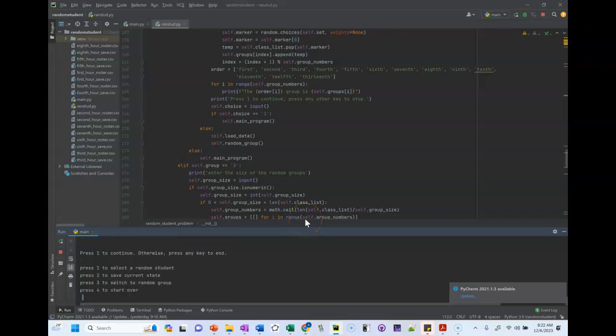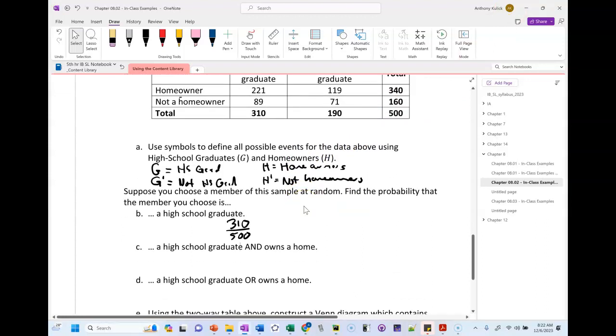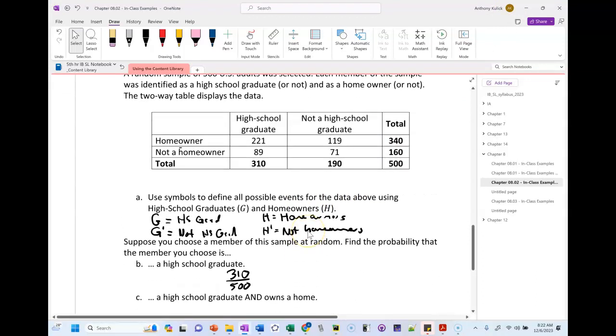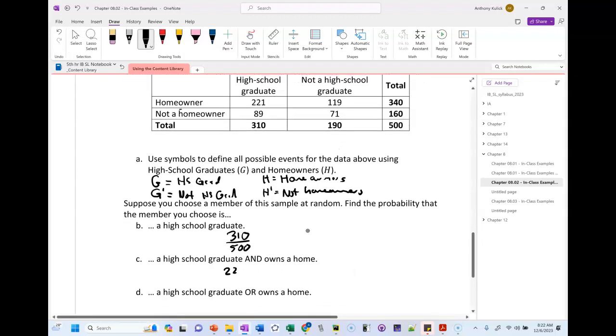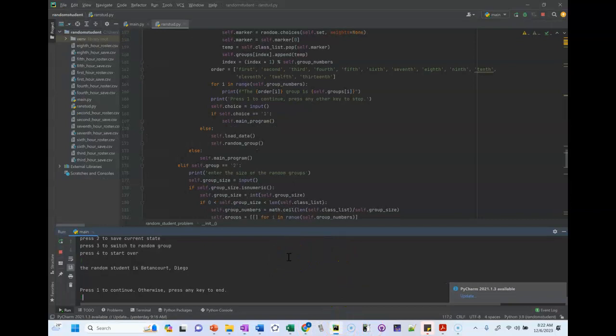Luke's not here. Diego. Probability that you are a high school graduate and a homeowner. 40 out of 500. Nope. Oh no, yeah. It would be 221. There you go. Everybody okay there with that one? Cool.